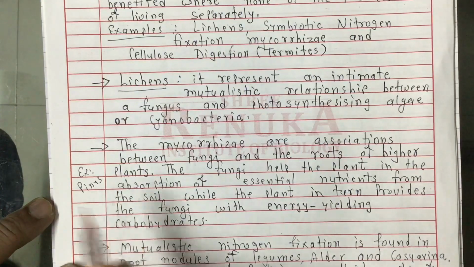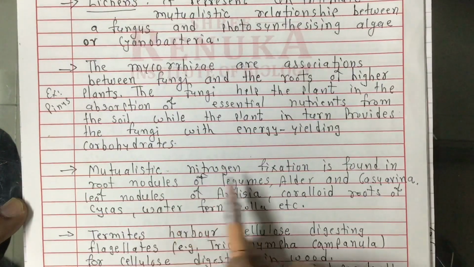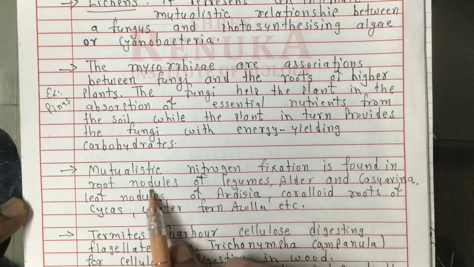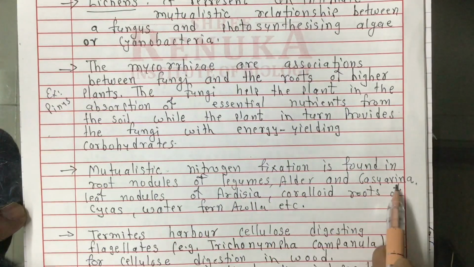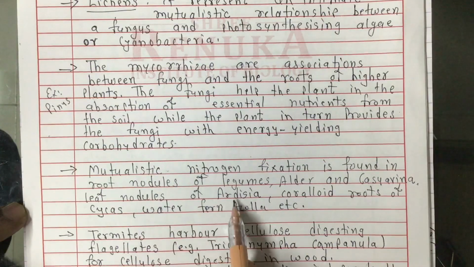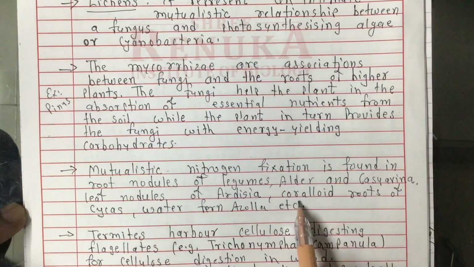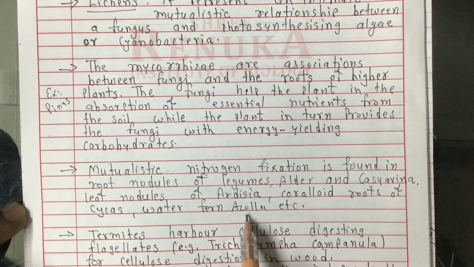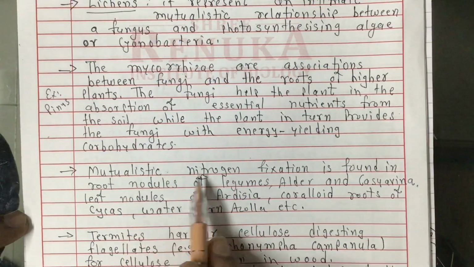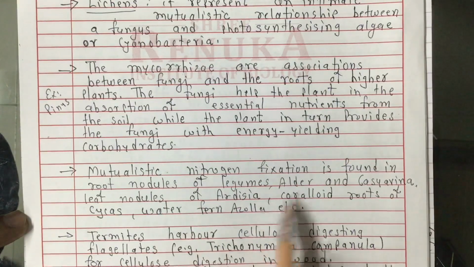of pinus. The mutualistic nitrogen fixation is found in the root nodules of the leguminous plant, as well as alder and casuarina, leaf nodules of Ardisia, coralloid roots of cycas, and the water fern, that is azolla. Mutualistic nitrogen fixation is found in all these plants.